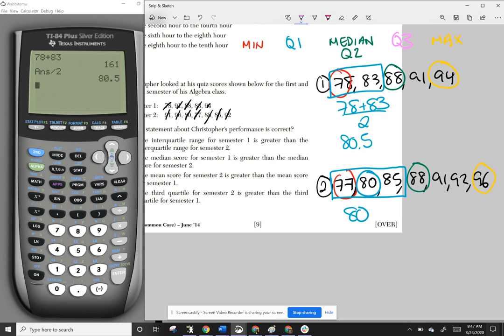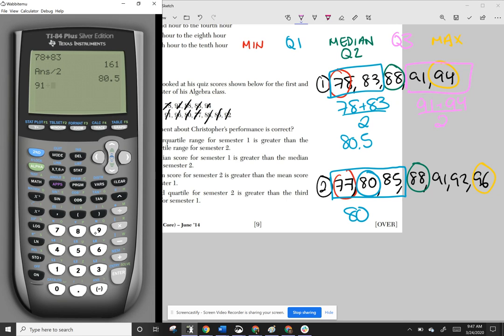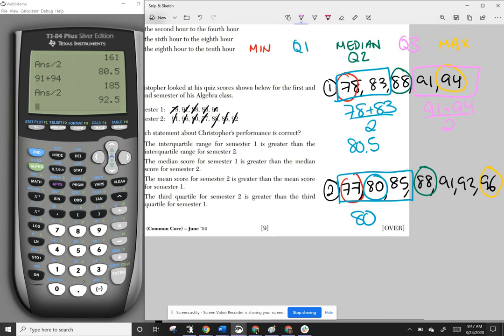All right, quartile 3, again, everything above the median. So we got 94 and 91. So we're going to do 91 plus 94 divided by 2. Again, good job for our calculator. 91 plus 94 is 185, divided by 2 is 92.5. Now for the quartile up here, that's going to be 92.